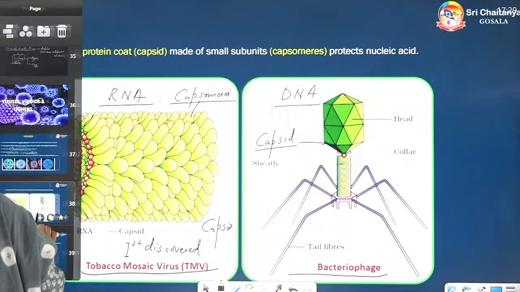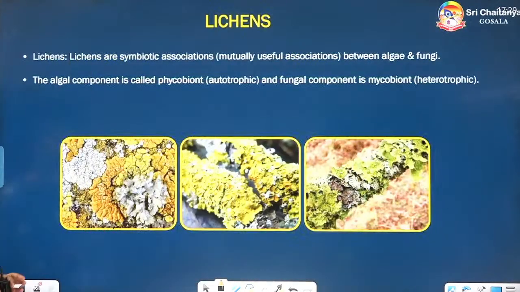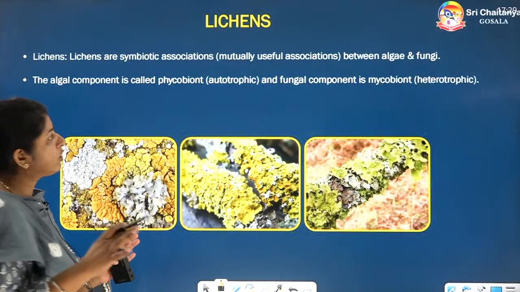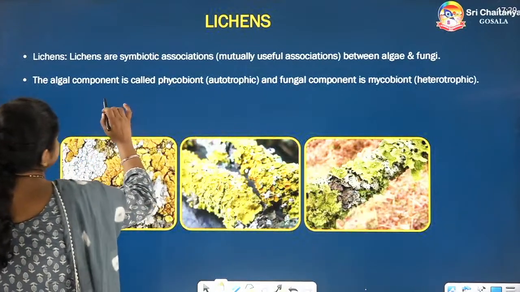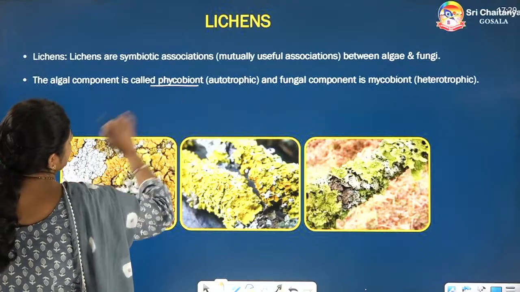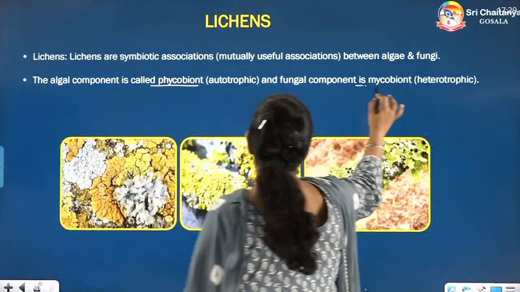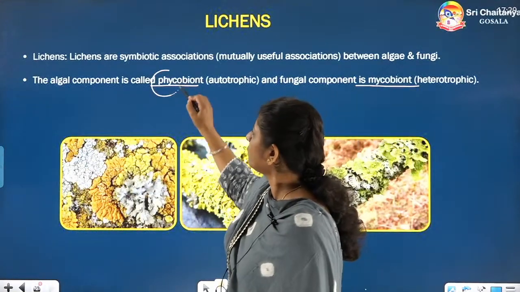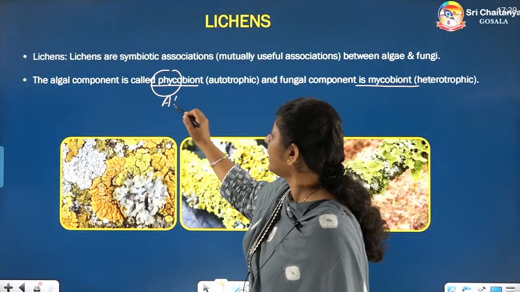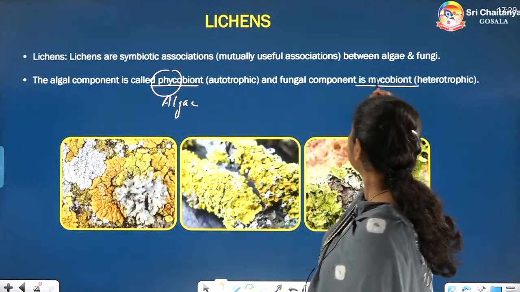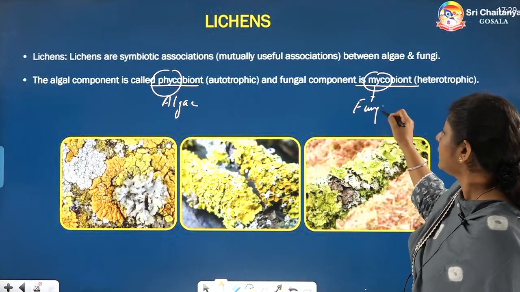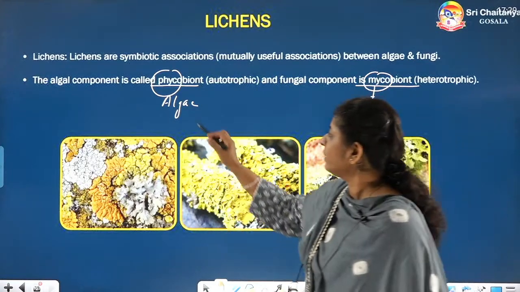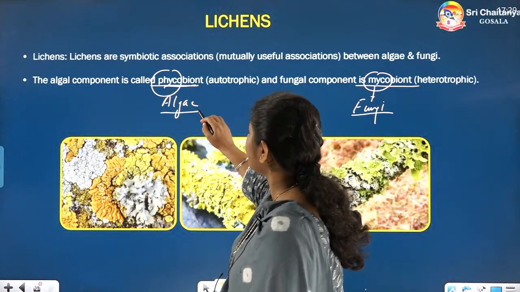Now coming to the next, the lichens. Just now I said to you, this is the last topic of the chapter. Lichens consist of 2 things. What is that? Phycobiont and mycobiont. I said to you the word phyco is related to what? Alga, and the word myco wherever it comes, that belongs to what? Fungi, right? So here this phycobiont is an algal member.